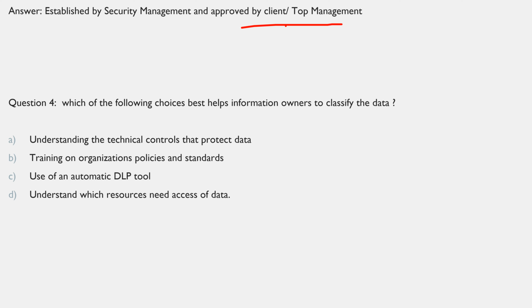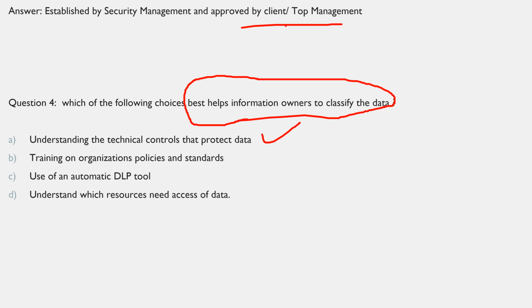Question number 4: which of the following choices best helps information owners to classify the data? The options are: understanding the technical controls that protect data, training on organization's policies and standards, use of automatic DLP, and understanding which resources need access to data.